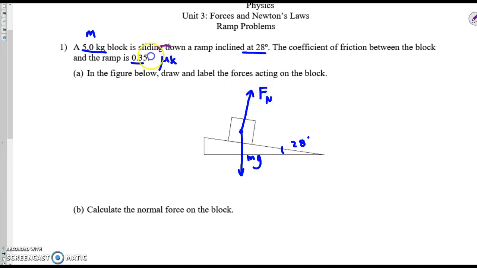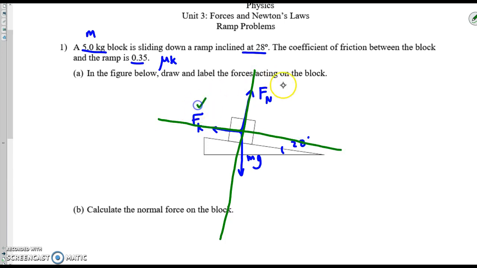Because they gave us the coefficient of kinetic friction, there also has to be a force of kinetic friction. And kinetic friction is always parallel to the surface. My arrows are not the correct lengths, but that's okay. We're not going to worry too much about that for now. Before I can proceed, I have to draw the components of gravity, because we're using these angled axes. Here's the tilted y-axis. Here's the tilted x-axis.